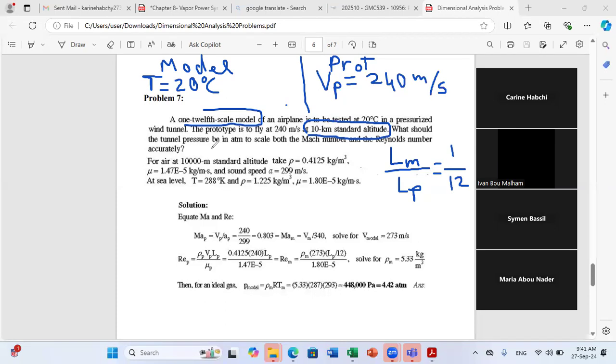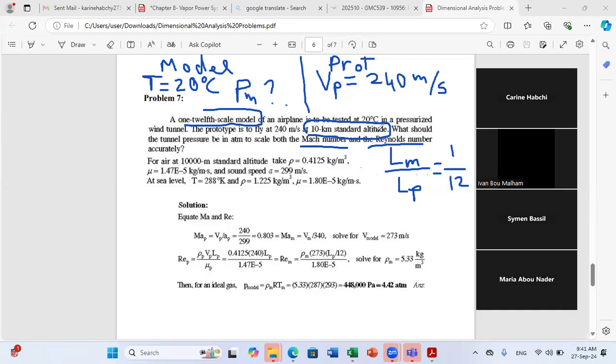So what should be the tunnel pressure? We need to determine the pressure P in the model case, in order to scale both Mach number and Reynolds number in an accurate way. Okay, so first, from tables, we can go.